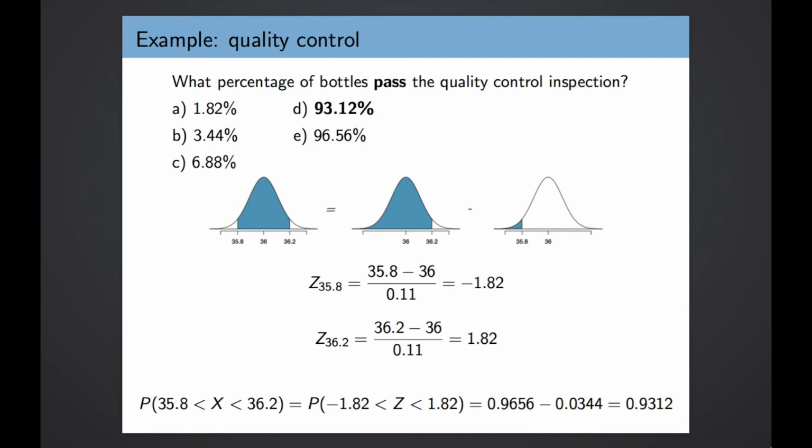So we use the z-table to find the relevant proportions for these z-scores, negative 1.82 and positive 1.82. And then we're going to use this formula at the bottom of the screen to subtract away the top range of bottles with too much ketchup and the bottom range of bottles with too little ketchup. And what we're left with is the proportion 0.9312, or 93.12% of bottles that pass the quality control inspection.